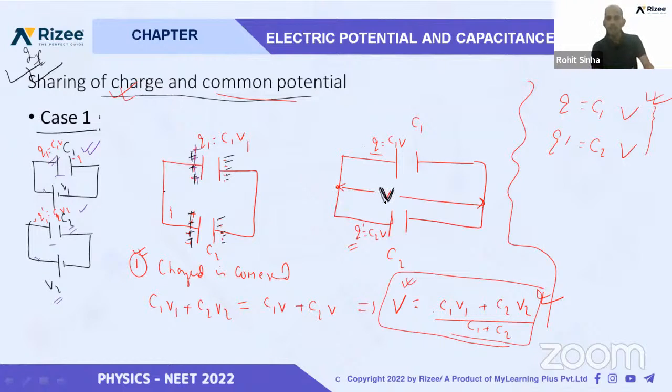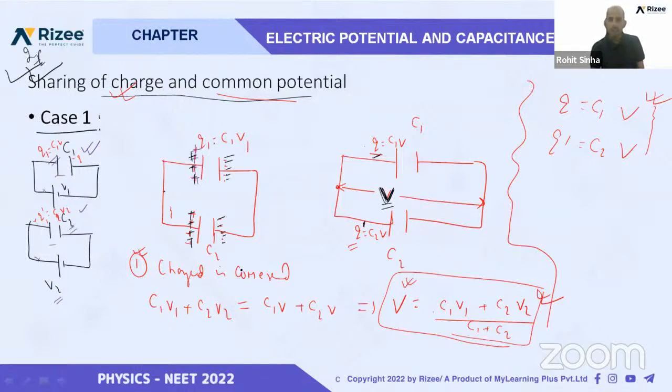After attaining the common potential, they will get a new charge distribution, because according to their potentials, charge will flow from one capacitor to another, and after some time they will attain equal potential. After this we can calculate the charge at equilibrium. So Q will be C1 into V, and Q dash will be C2 into V.